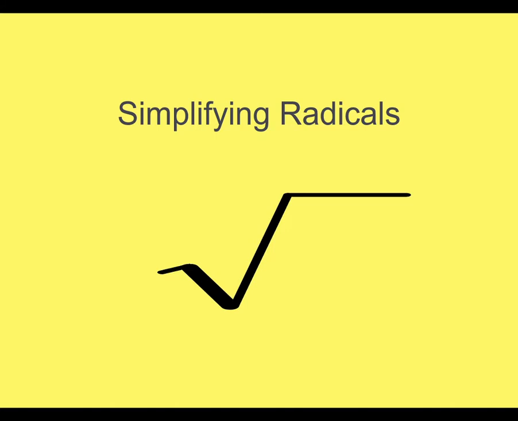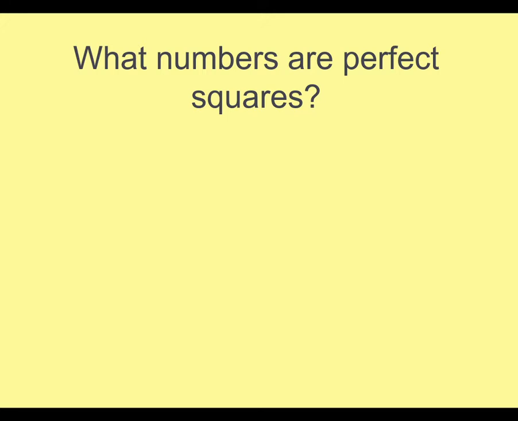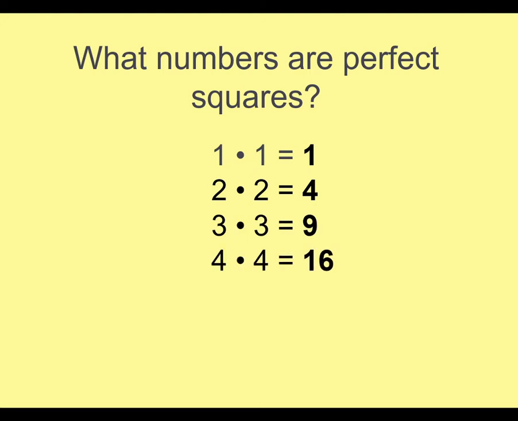Today we're going to tackle how to simplify radicals. Let us first look at the numbers that are perfect squares. So we have 1 times 1 is 1, 2 times 2 that is 4, 3 times 3, 5 times 5, and so on.